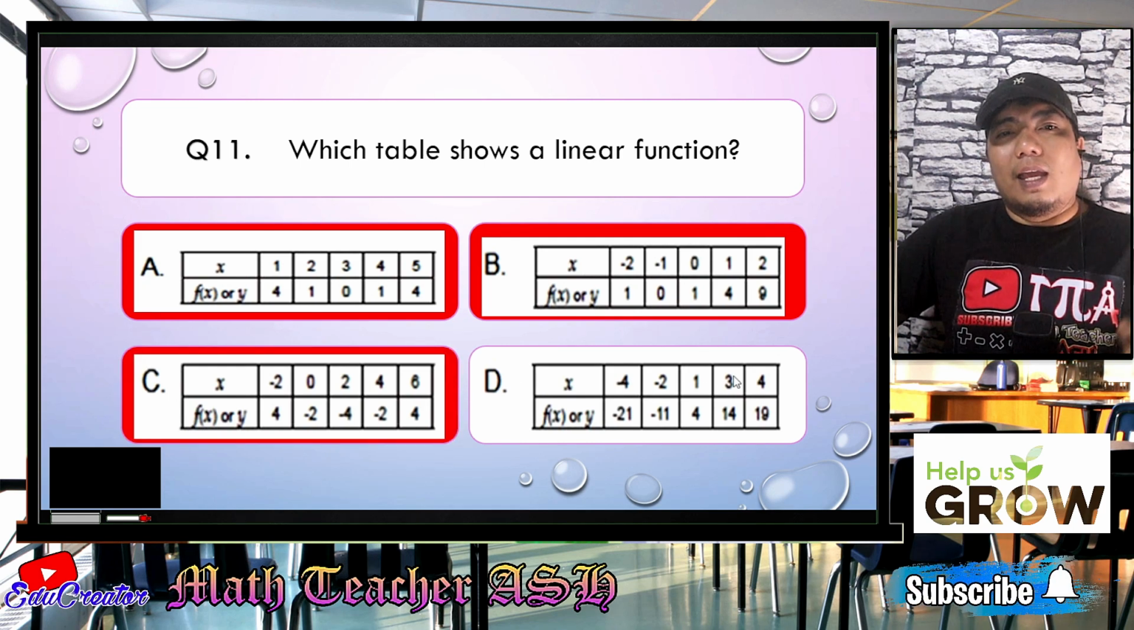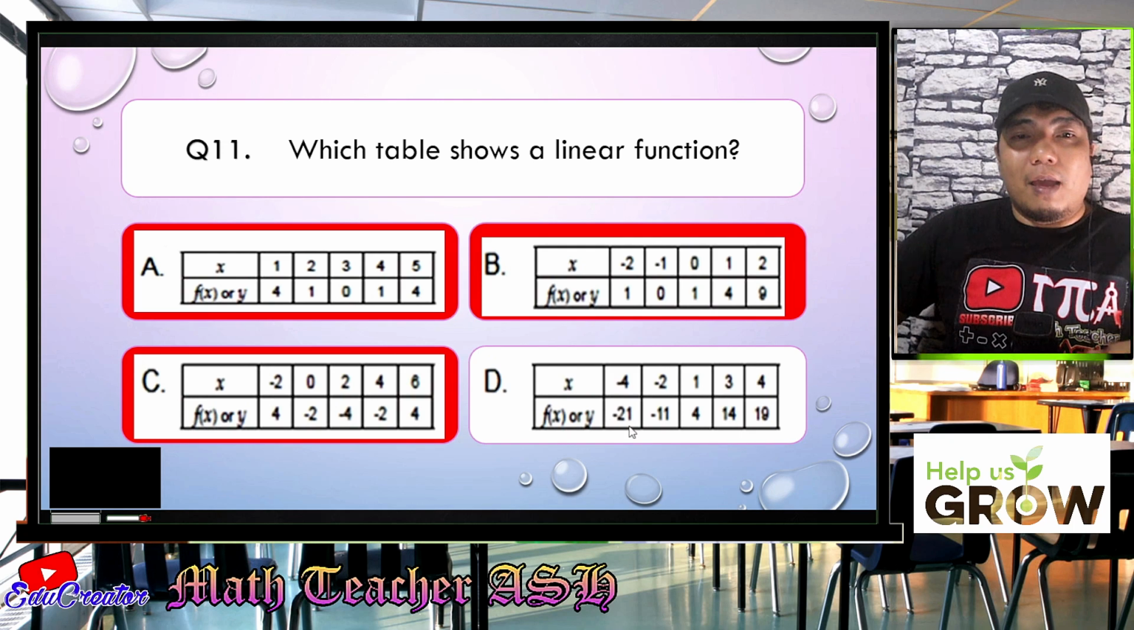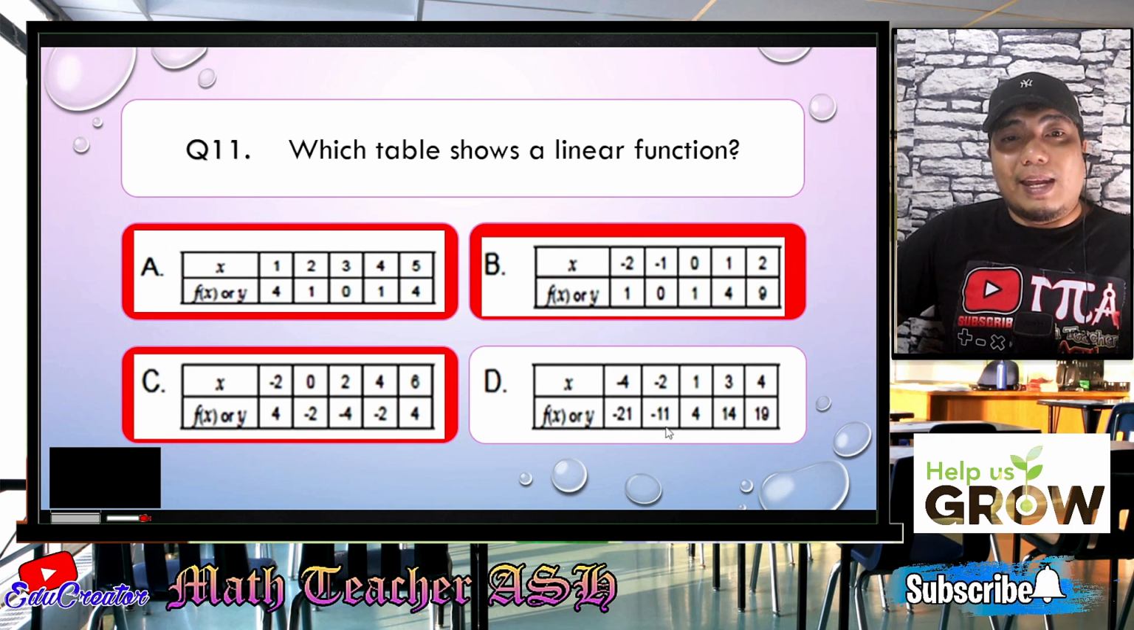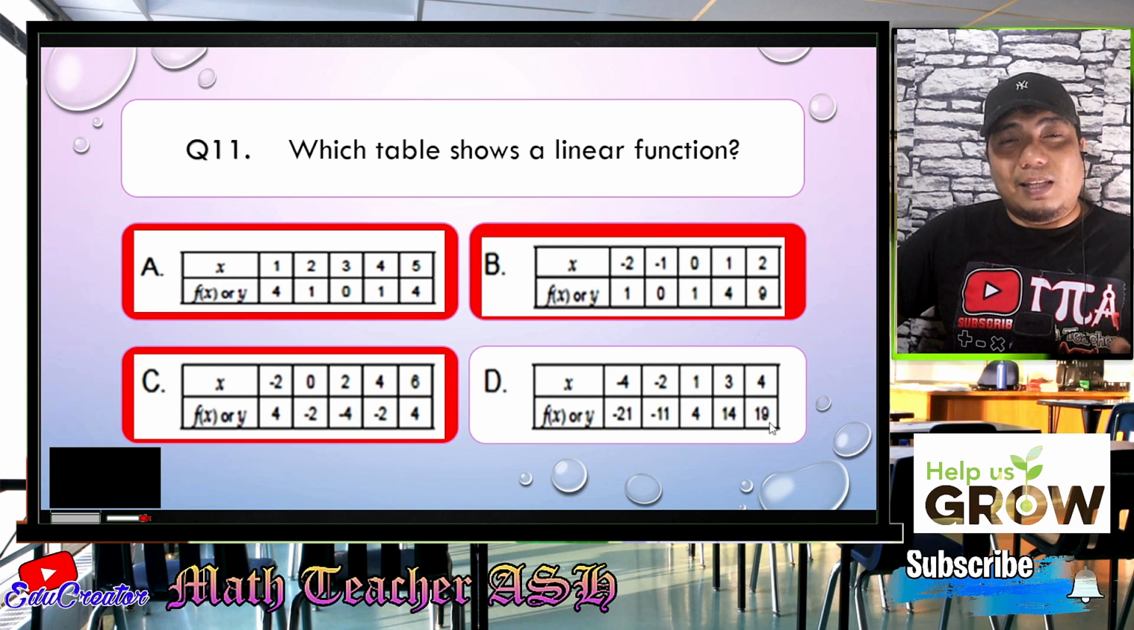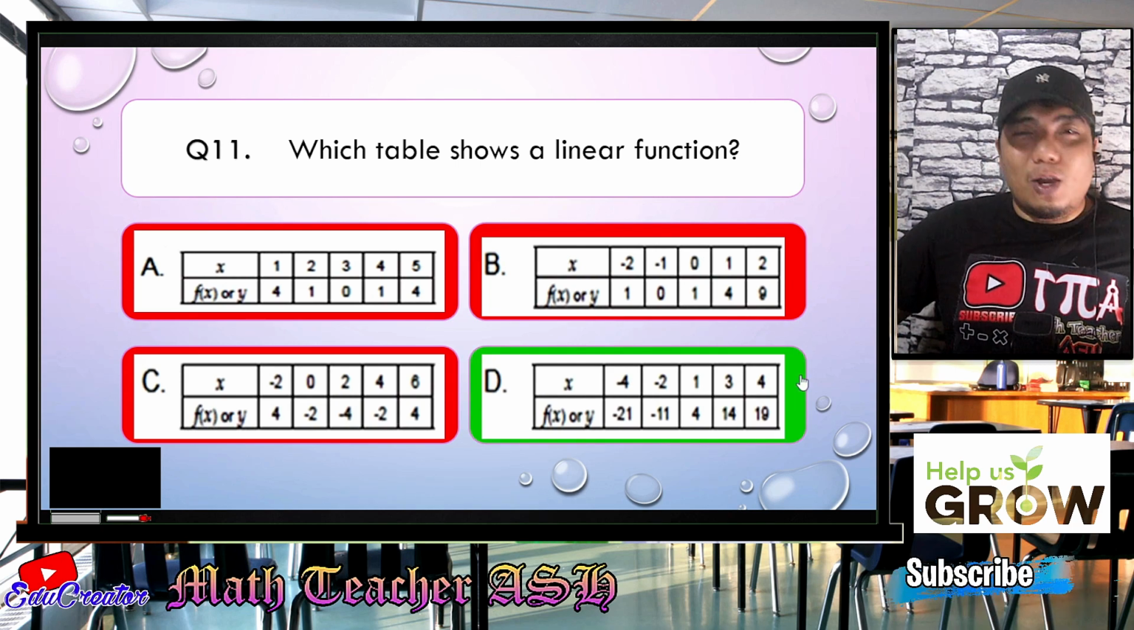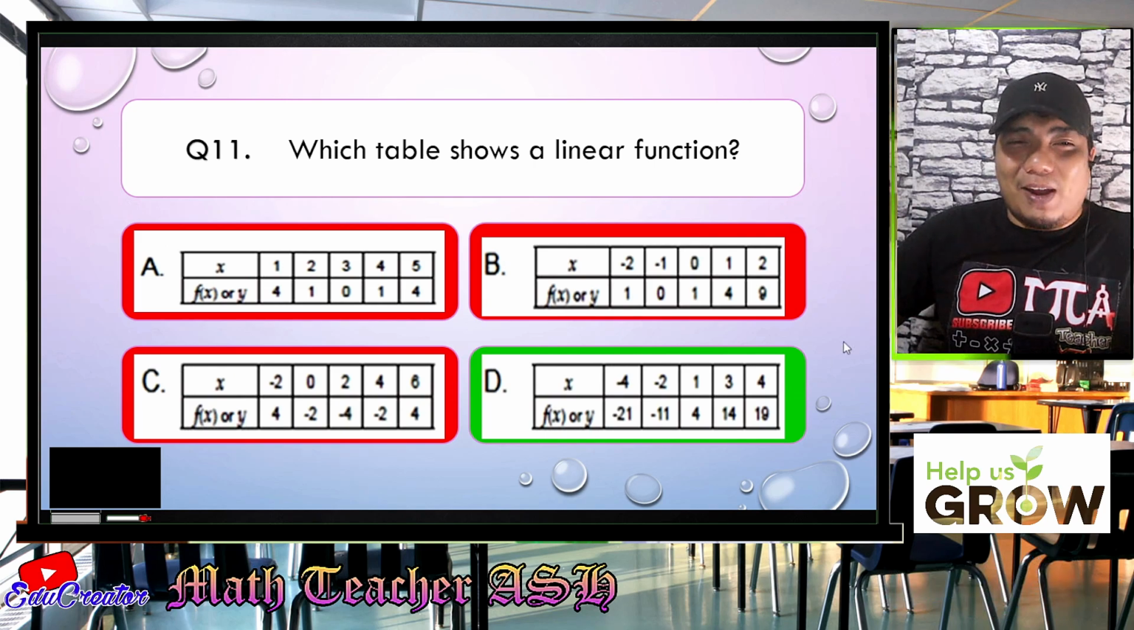So basically, the correct answer is letter D. Why? Because we have here negative 21, negative 11, so it is increasing. Positive 4, increasing again. Positive 14, increasing again. Positive 19, increasing. So basically, we got our answer. Easy, right? Very easy, my dear math learners.